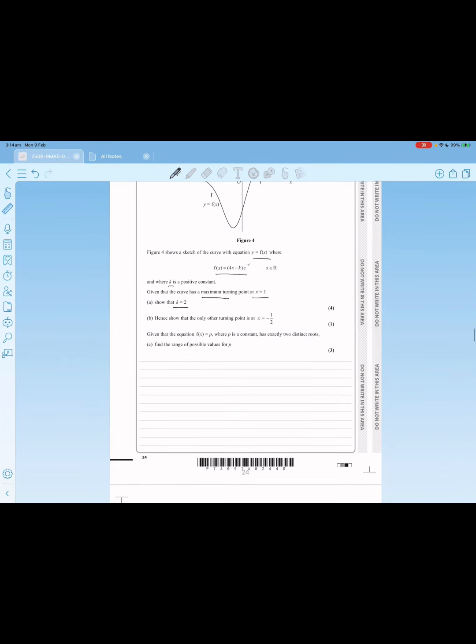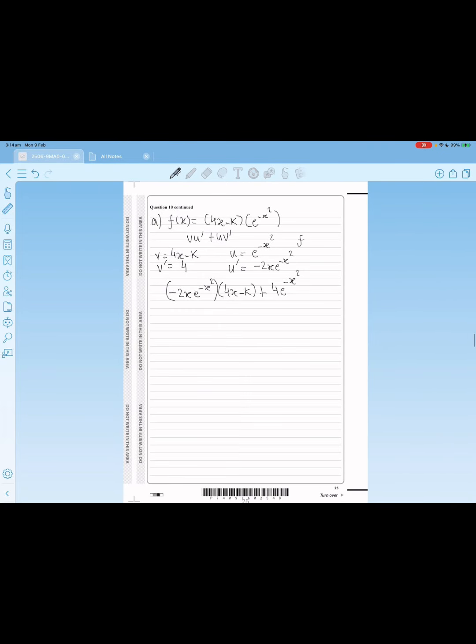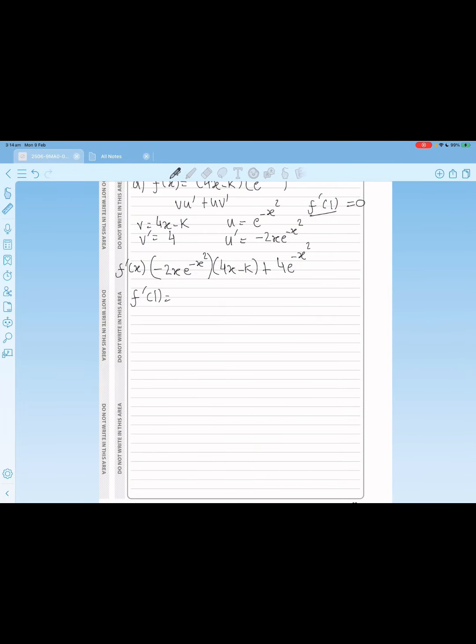Now, the second step is realizing that it says maximum turning point at x equals 1. So essentially, when f dash of 1 occurs, this equals 0. So this is f dash of x, right? So therefore, I would do f dash of 1 and start plugging in all of the different bits and pieces. For example, this would be minus 2 e to the minus 1 squared times 4 minus k plus 4 e to the minus 1 would equal 0.